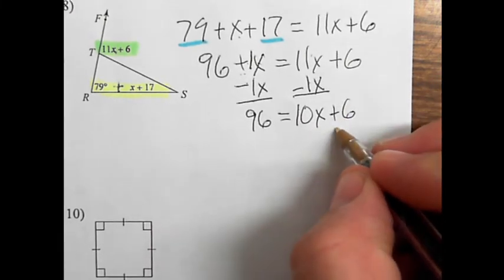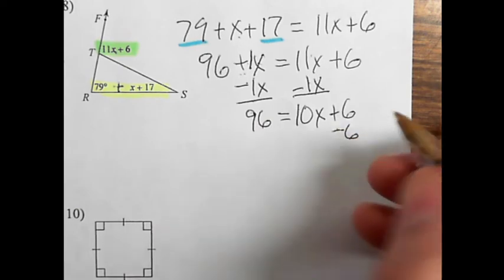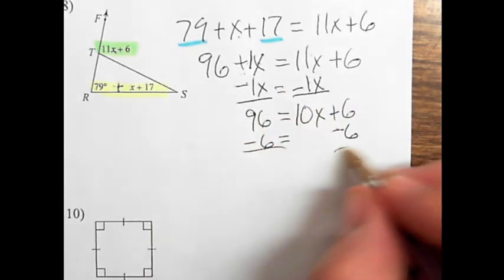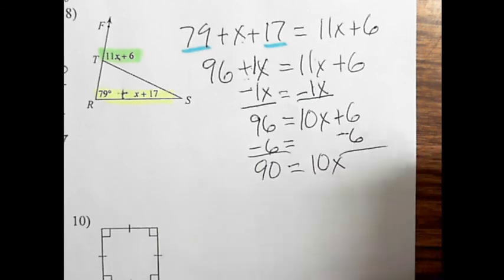If I'm adding 6, the opposite of adding 6 is subtracting. So I'm going to subtract 6 from this side. Whatever I do on one side, I do on the other. And I get 90 is equal to 10x.